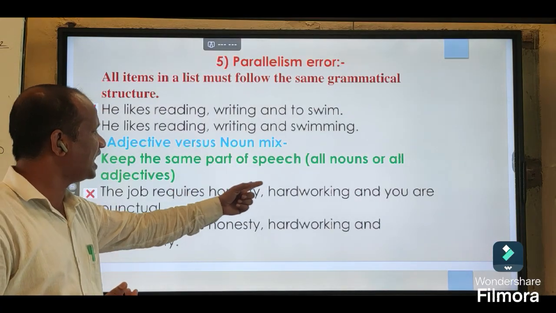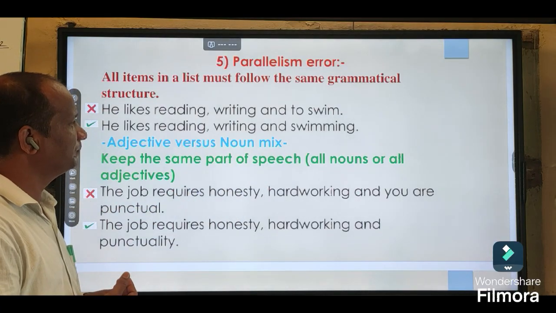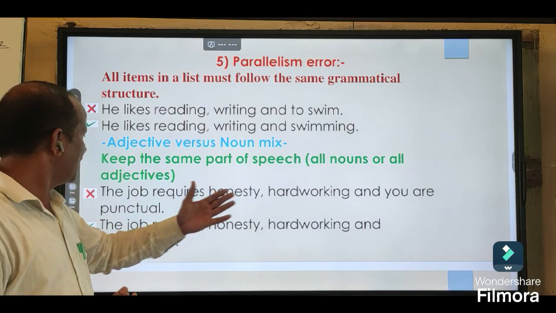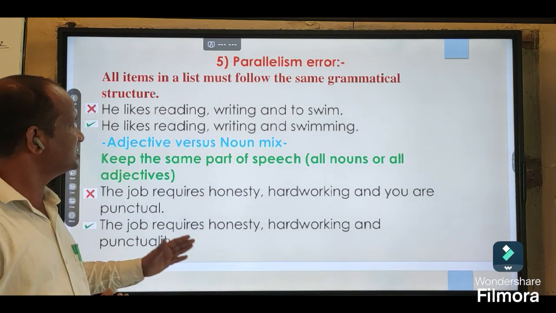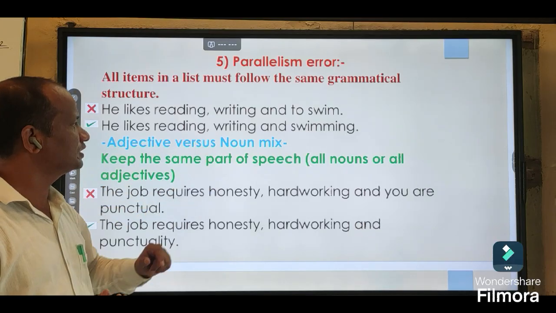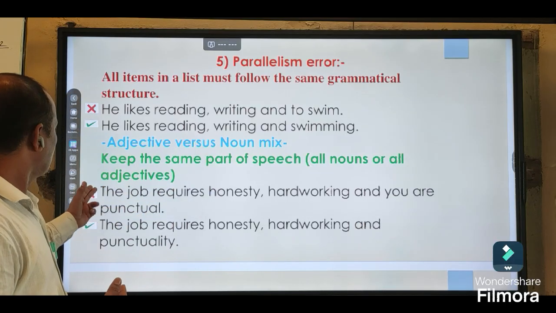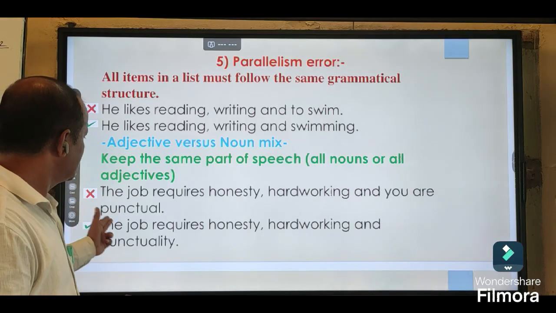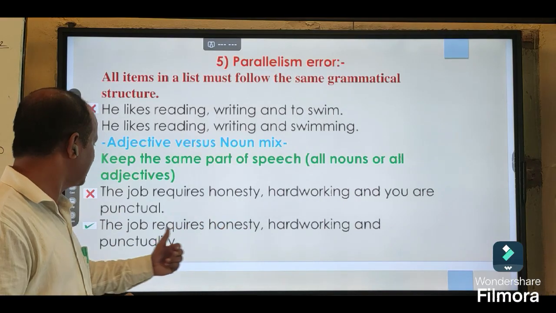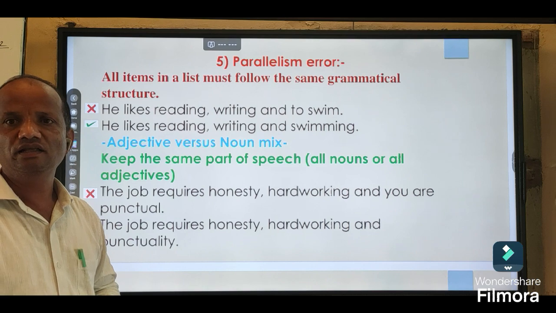Here, honesty and hardworking are given in adjective form, as for you are punctual, it is not given in its adjective form. Our rule says that we have to keep the same part of speech. So while turning this sentence into a correct one, the correct statement will be: the job requires honesty, hardworking, and punctuality.